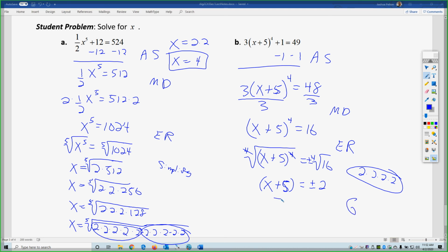Grouping symbol step, -5. X equals, X equals. So just like before, we have 2 answers. 2, positive 2 minus 5 is -3. -2 minus 5 is -7. So we have 2 answers in this case. Okay, that is the end of part 2.